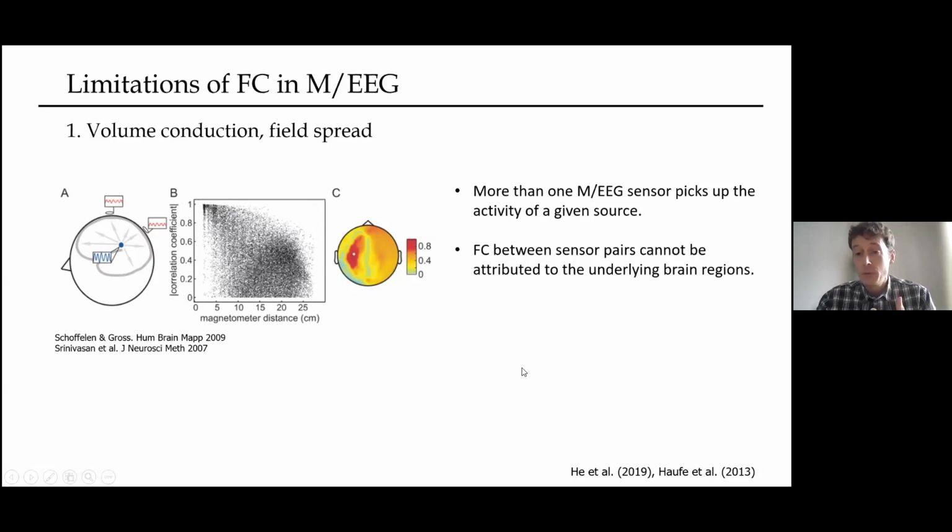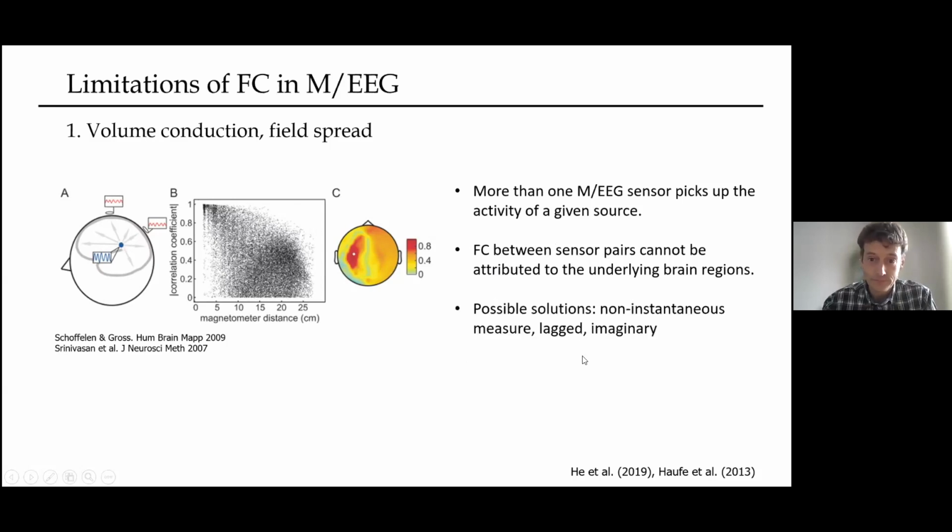That means, at least when we work in sensor space, functional connectivity between pairs cannot be attributed to the underlying brain region, because you're basically looking at similarities that reflect one source. One possible solution for this, you may have thought of already yourself: you can use non-instantaneous measures, or lagged measures, and Granger causality is one of those. Or you can use something called the imaginary coherence, but it's something to keep in mind.